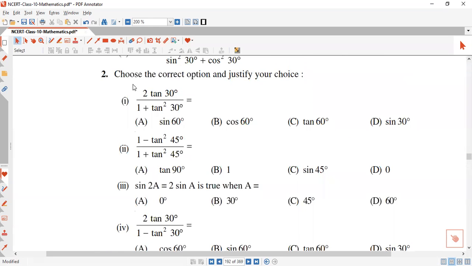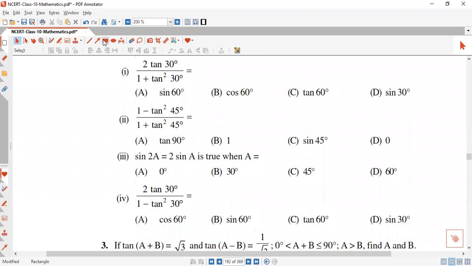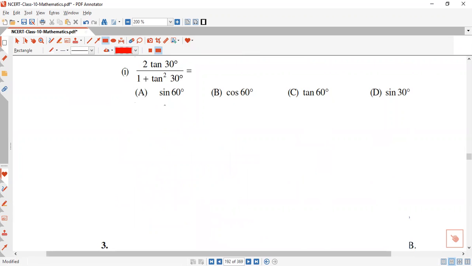Now, question number 2. This is a choose the correct option and justify your answer. We have to choose the correct option and justify your answer. So which option is correct in this part 1? 2 tan 30 degree upon 1 plus tan square 30 degree is equal to which one? Now we put the value here: 2 tan 30 degree divided by 1 plus tan square 30 degree.